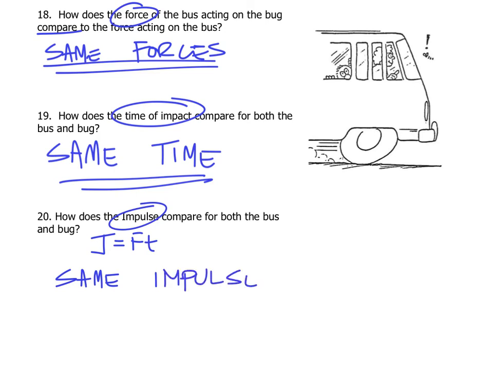The only thing that's different here, other than the mass, is the acceleration. So objects with small mass, like the bug, are going to have a lot of acceleration. Objects with large mass, like the bus, are going to have very little acceleration. But the forces exerted on each other will be the same in magnitude, opposite in direction. The impact time will be exactly the same, and the impulse will also be the same.